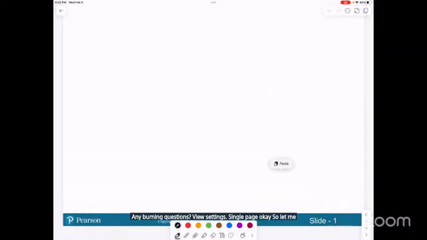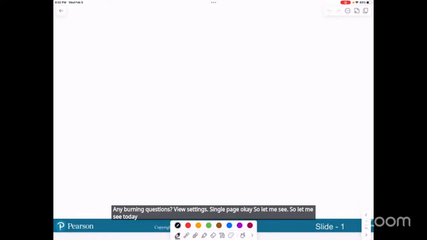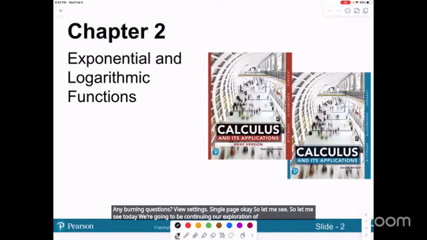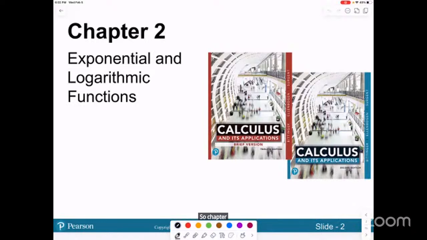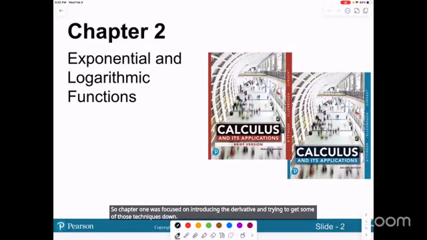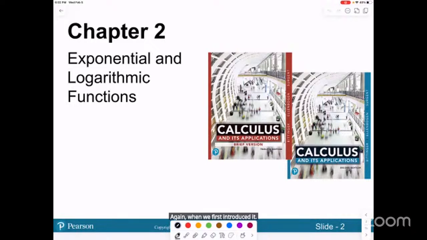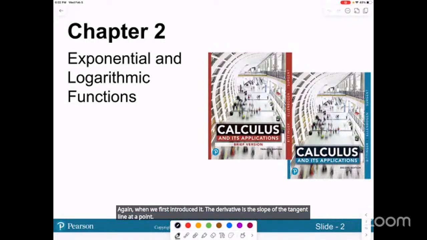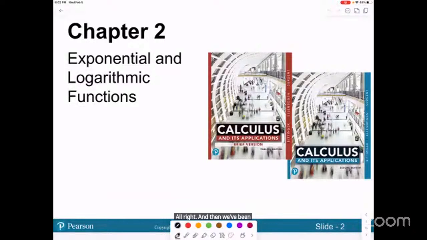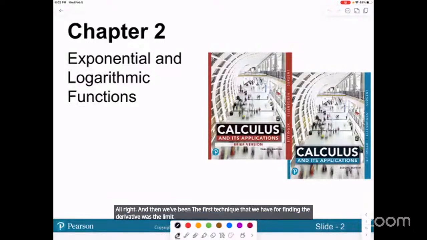So today we're going to be continuing our exploration of chapter 2, which is basically an application of the derivative, right? So chapter 1 was focused on introducing the derivative and trying to get some of those techniques down. Again, when we first introduced it, the derivative is the slope of the tangent line at a point, all right? And then the first technique that we had for finding the derivative was the limit as h tends to 0 of the difference quotient. You know, a simple problem could take up like a whole page.